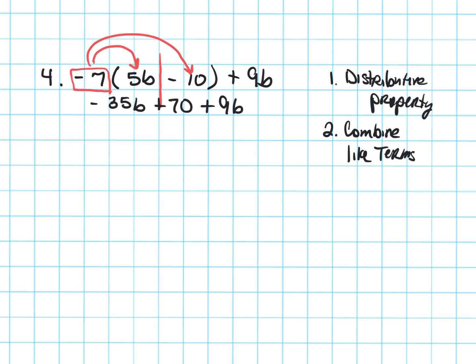Now we are going to combine our like terms, which is negative 35b and positive 9b. And when we combine them, we get negative 26b plus 70. There are no more like terms, so that is the answer for this one.